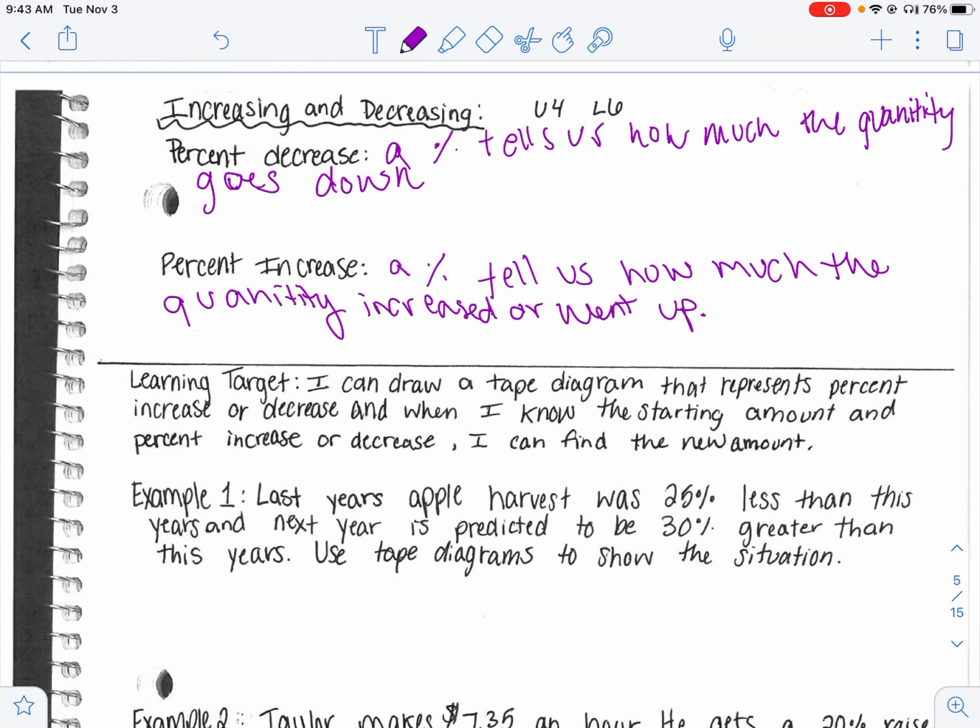Okay, moving on to today's learning target. I can draw a tape diagram that represents an increase and decrease, and when I know the starting amount and percent increase or decrease, I can find the new amount.